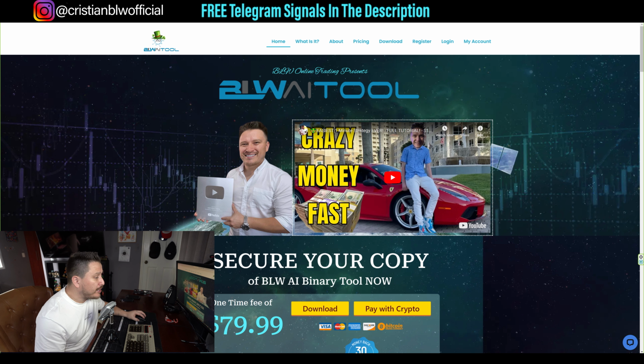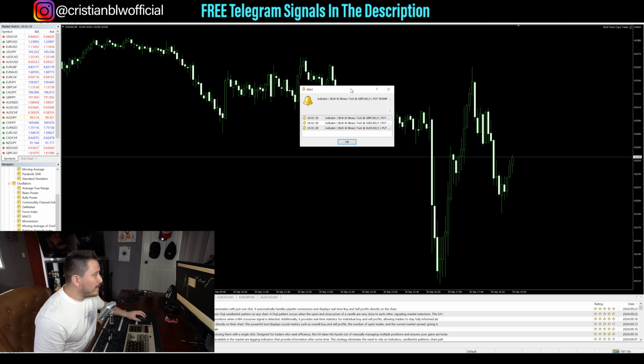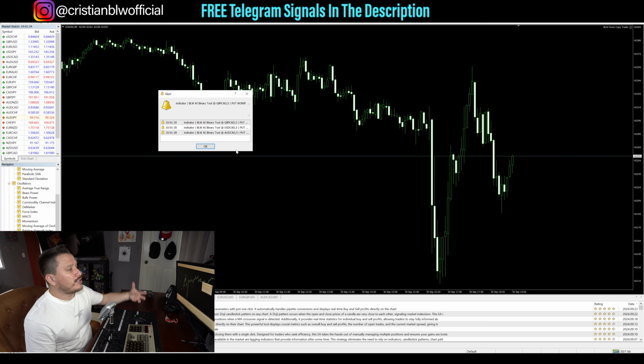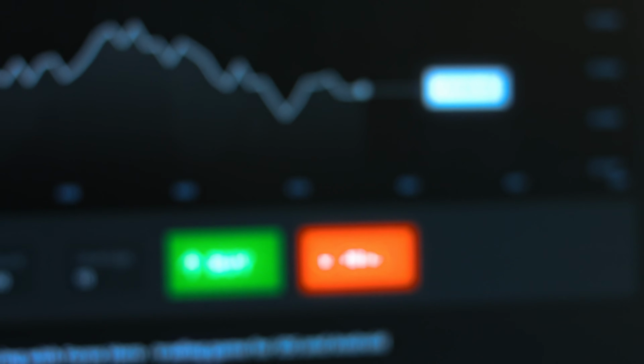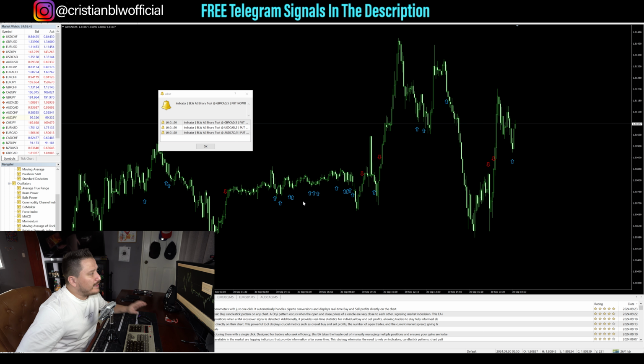The next indicator that I'm going to be using is called BLW AI binary tool. It is this website right here, and the indicator is literally right here. The indicator is an actual custom indicator that tells you exactly whenever there is a buy or a sell position. This is in regards to the 5-minute strategy with the 50 RSI, but it works pretty much like a charm. Take a look.